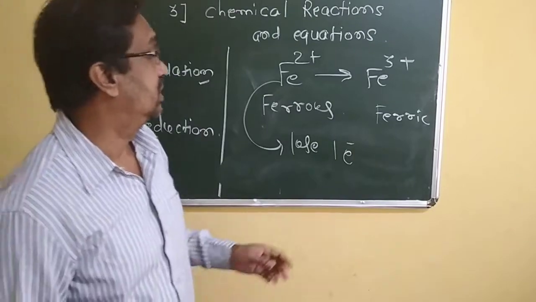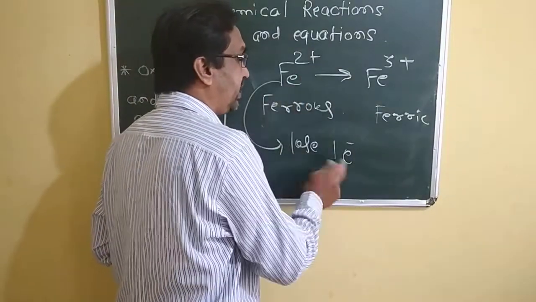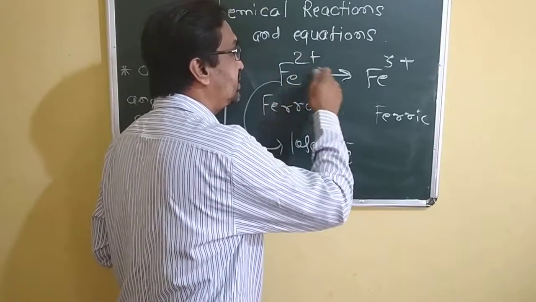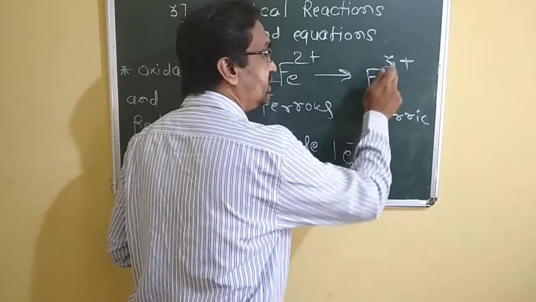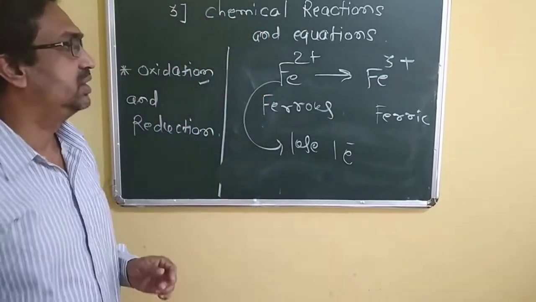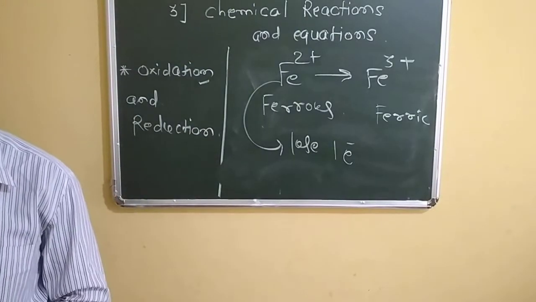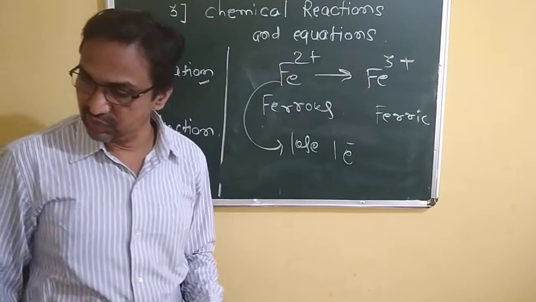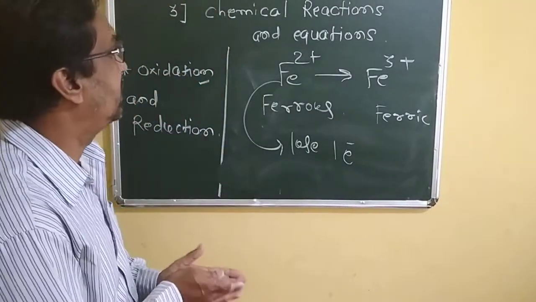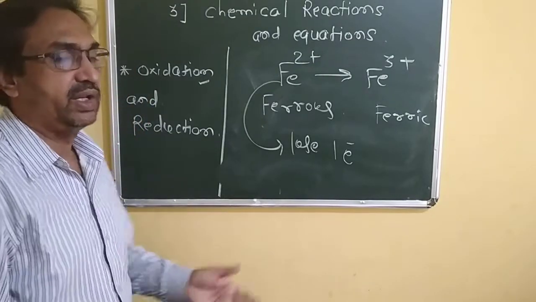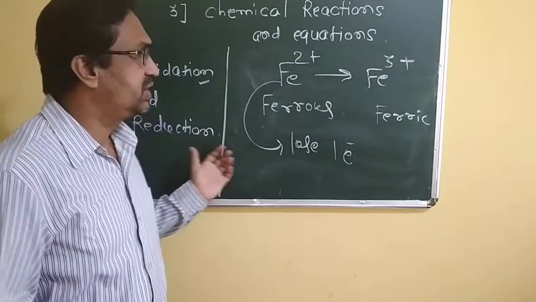How does it happen? It loses one electron. Ferrous loses one electron, so its positive charge increased. Negative decrease means positive increase, and this positive increase gives Fe3+. So in this way, the new definition of oxidation is that oxidation means losing one or more electrons. Losing of electrons is the oxidation process, and the opposite of it, gaining of electrons, is reduction.